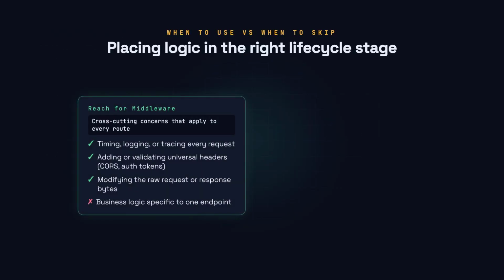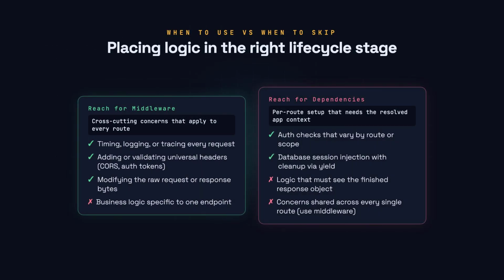Knowing the lifecycle also tells you where to put your code. Middleware is the right place for things that apply universally: timing every request, attaching CORS headers, or streaming request bodies for logging. If you put business logic there, you lose access to FastAPI's routing context and it becomes hard to test. Dependencies are the right place for per-route concerns like auth or database sessions, especially because you can use yield to run cleanup code after the handler finishes. If you need to inspect the response after the handler runs, only middleware can do that, dependencies cannot.